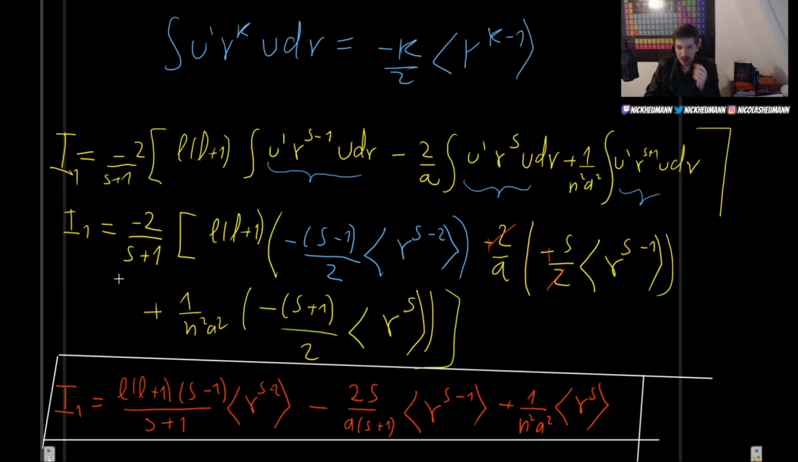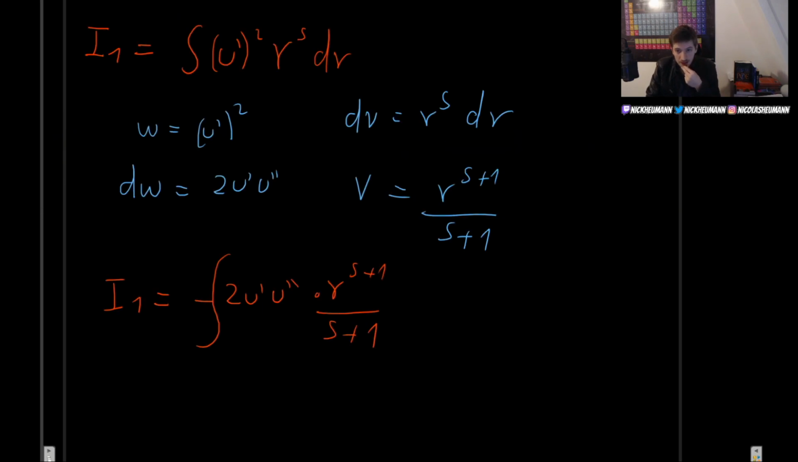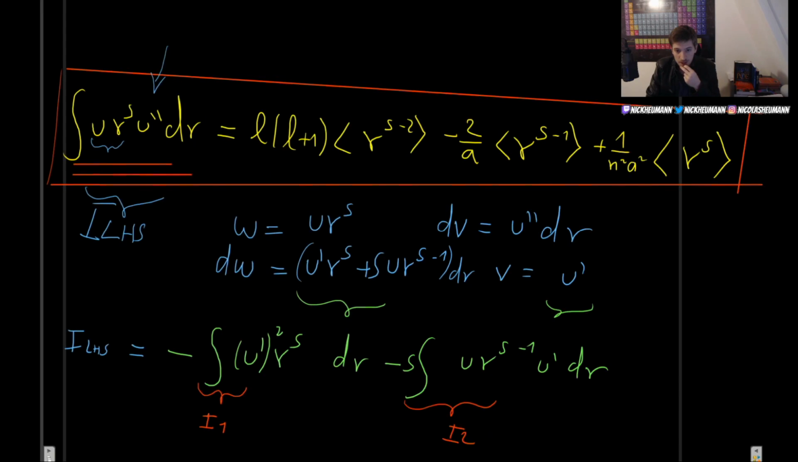Okay, so this is integral number 1. Let's go back a little bit. So what we now need to solve is integral number 2. Maybe let's go to a new page here. So integral number 2, I2, was, I already forgot, it's u r to the s minus 1 u prime dr.